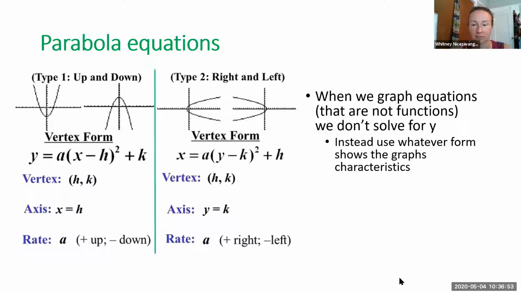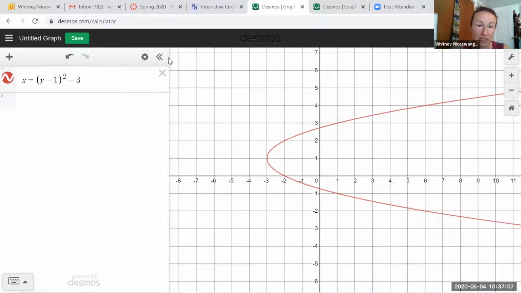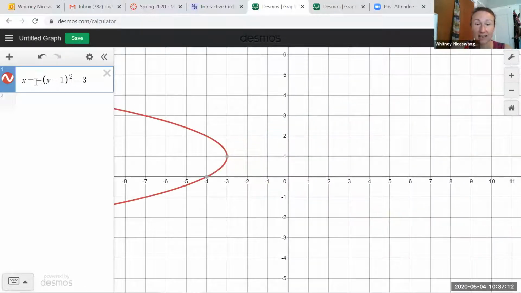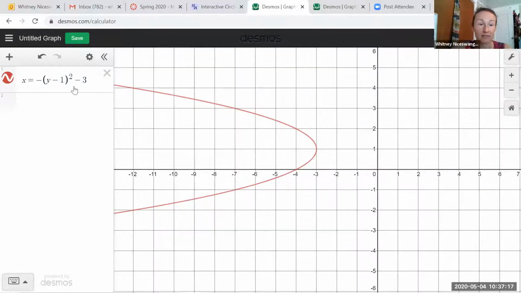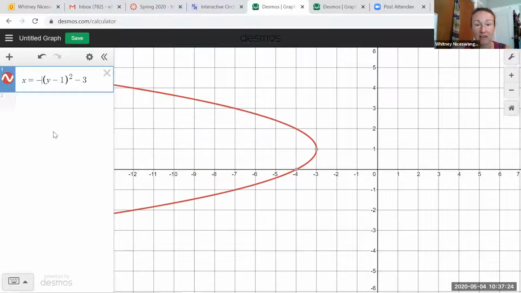Okay, so we have this sideways graph. It opens to the right because our a here is actually a positive one. I could change that. If we make that a, say a negative, it flips the graph. If we make it a negative 4, it narrows the graph. Okay, so see how the negative versus the positive flips your graph.